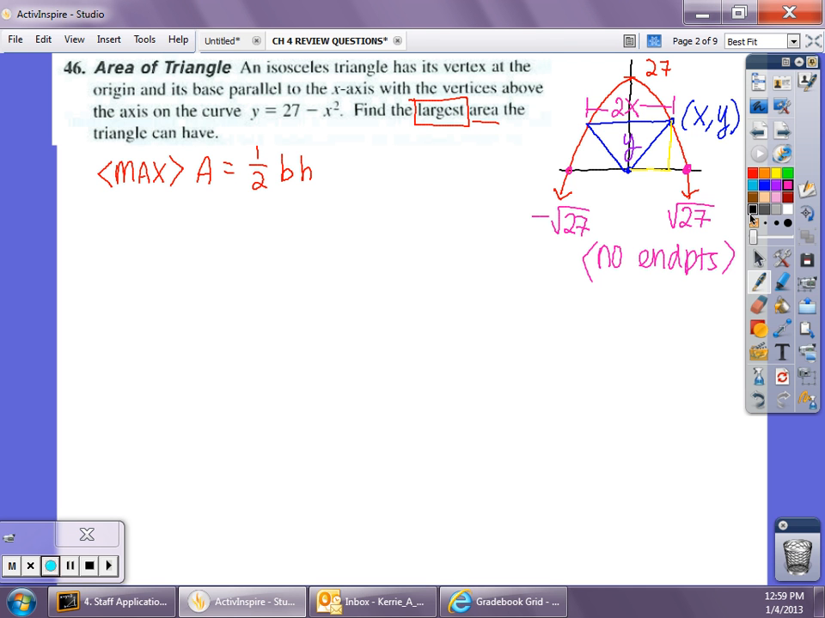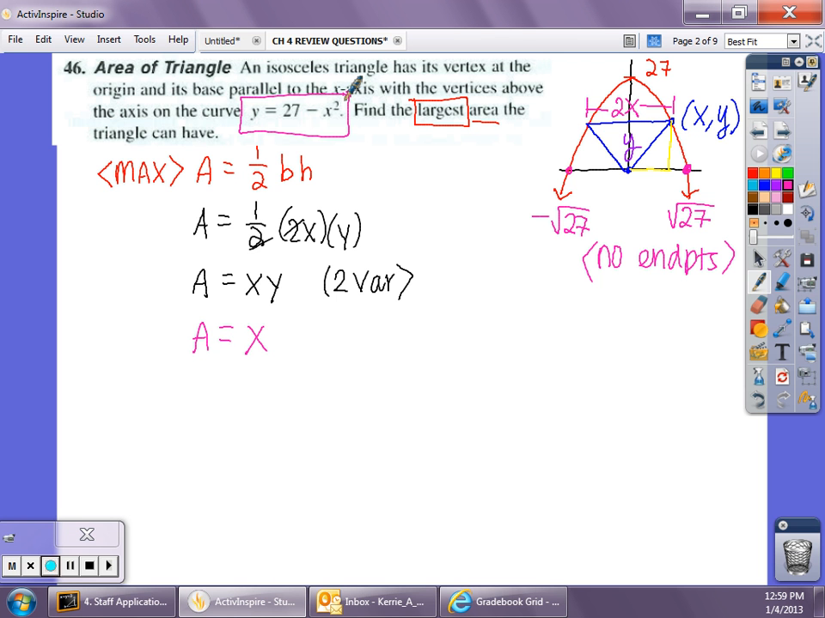All right, so I'm going to hop back to my area formula. We found that the base was 2x, the height was y. We simplify and we end up with xy. Problem is there's two variables. Since there's two variables, I have to use some more information. And the more information is that equation up there, which is 27 minus x squared. Which I will simplify because I don't want to do a product rule, so I'll do 27x minus x cubed.